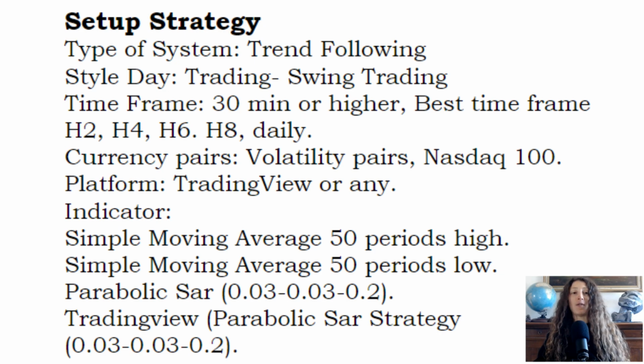Platform: TradingView or any. Indicators: simple moving average 50 period high, simple moving average 50 period low, and Parabolic SAR 0.03, 0.03, 0.2. TradingView Parabolic SAR strategy 0.03, 0.03, 0.2. In the following video, I will show you how I do the setup of the strategy.